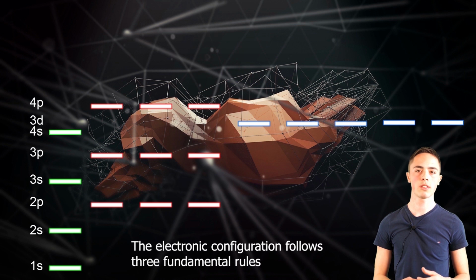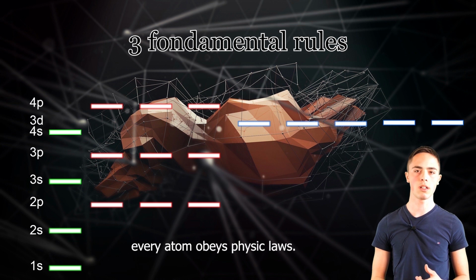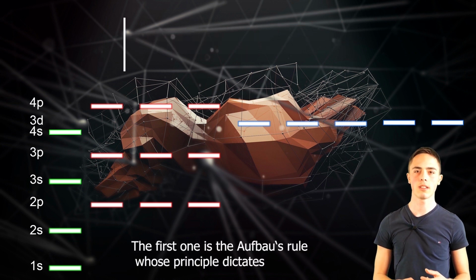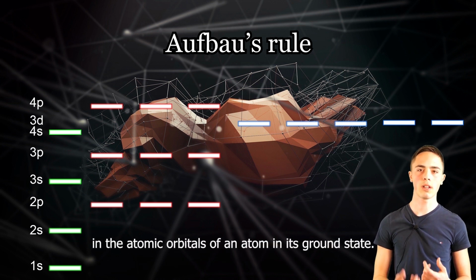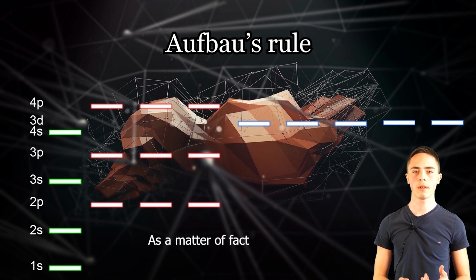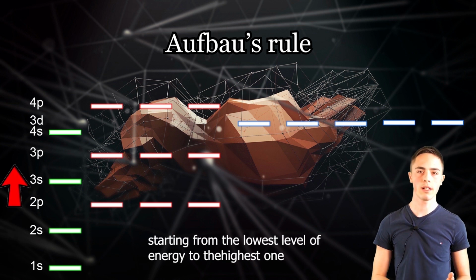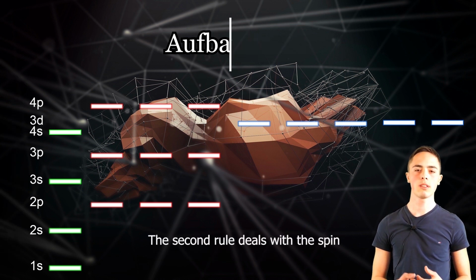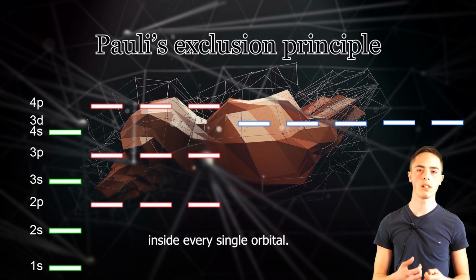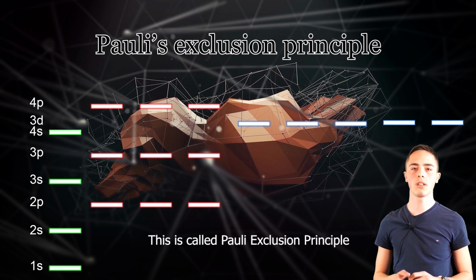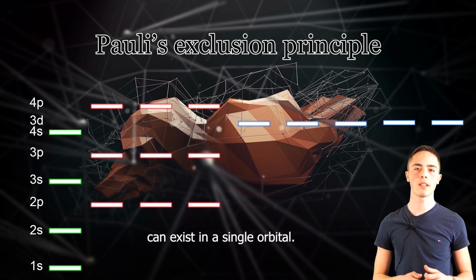The electronic configuration follows 3 fundamental rules, which originated from the fact that every single atom obeys physics laws. The first one is the Aufbau's rule, whose principle dictates the way in which electrons are filled in the atomic orbitals of an atom in its ground state. As a matter of fact, you will have to fill orbitals starting from the lowest level of energy to the highest one. The second rule deals with the spin and how it affects the number of electrons inside every single orbital. This is called the Pauli exclusion principle and says that only 2 electrons, each one with a different spin, can exist in a single orbital.